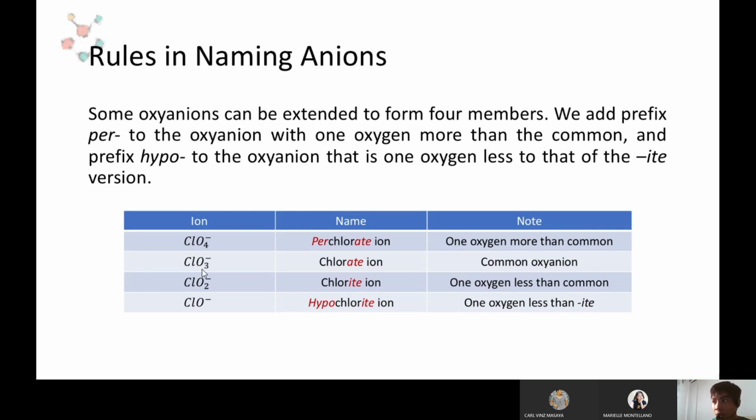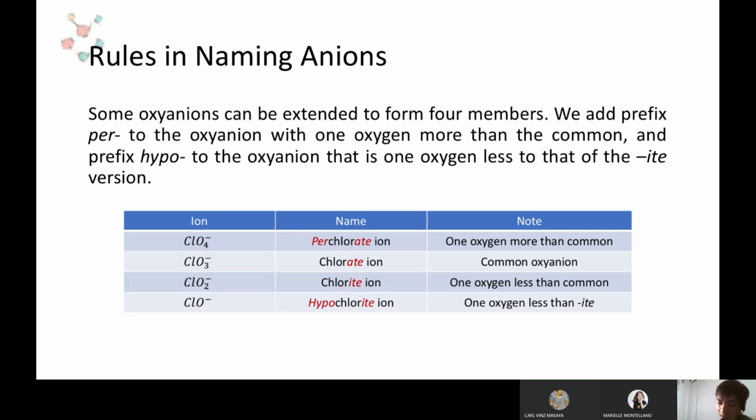The common one is chlorate. The one with 1 oxygen less than the common is chlorite. If it is 1 oxygen more than the common, perchlorate. Per means an additional oxygen on the common. If it is 1 oxygen less than the ite, that is, the ite minus one more oxygen, its name is hypochlorite. Okay, that's all we need to remember. Don't worry, we've already named them, we just need to memorize them.